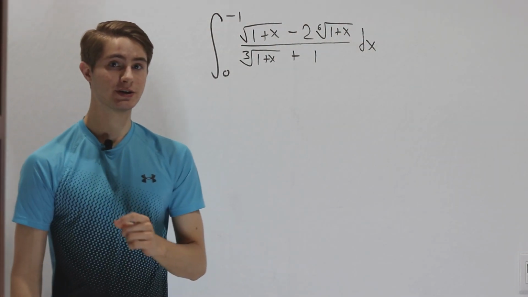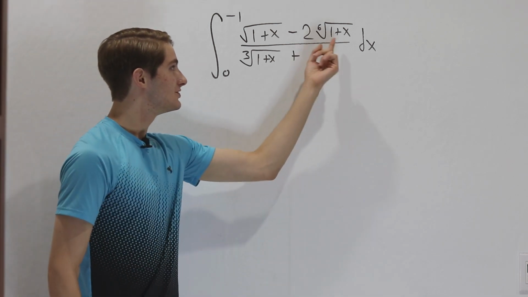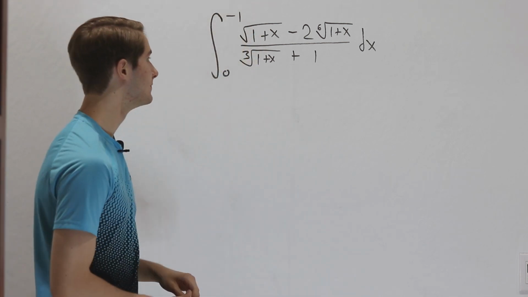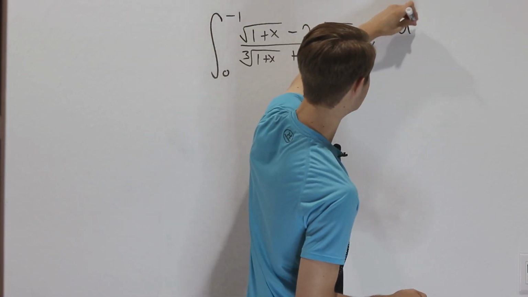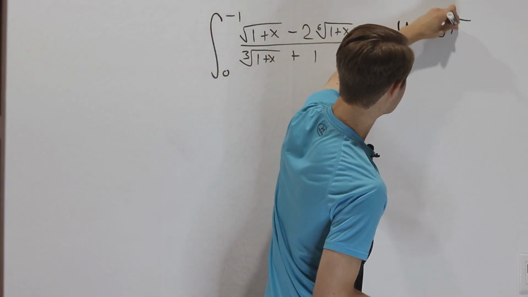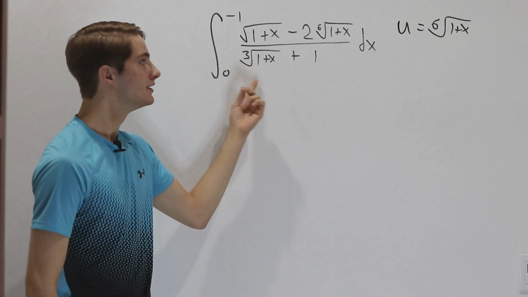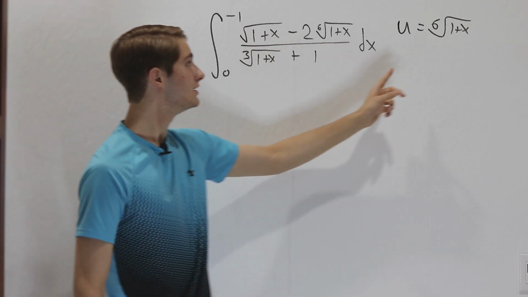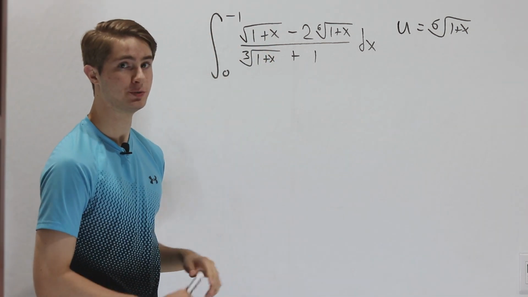But in addition, there's something very specific about these roots in particular, which is we have a sixth root here, and then we have a second root, a square root, and a cube root. And I know that 2 times 3 is 6. So if I substitute u equals the sixth root of 1 plus x, the cube root of 1 plus x is going to be u squared. And the square root of 1 plus x is going to be u cubed. So we can turn this entire thing into a polynomial.